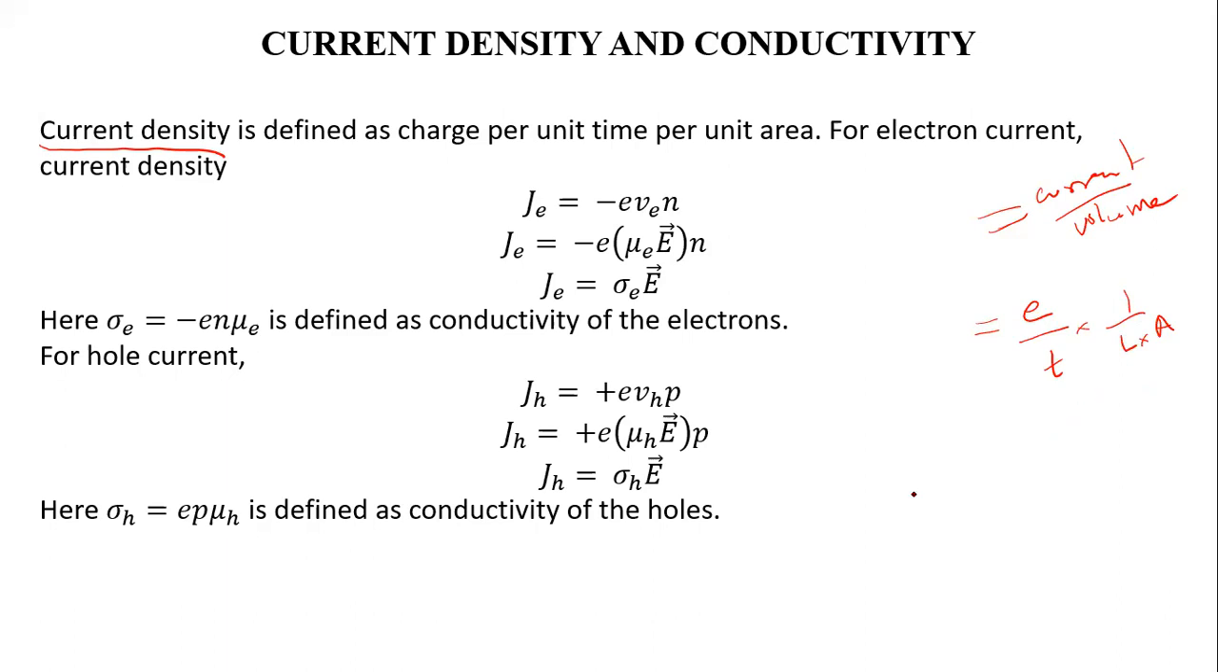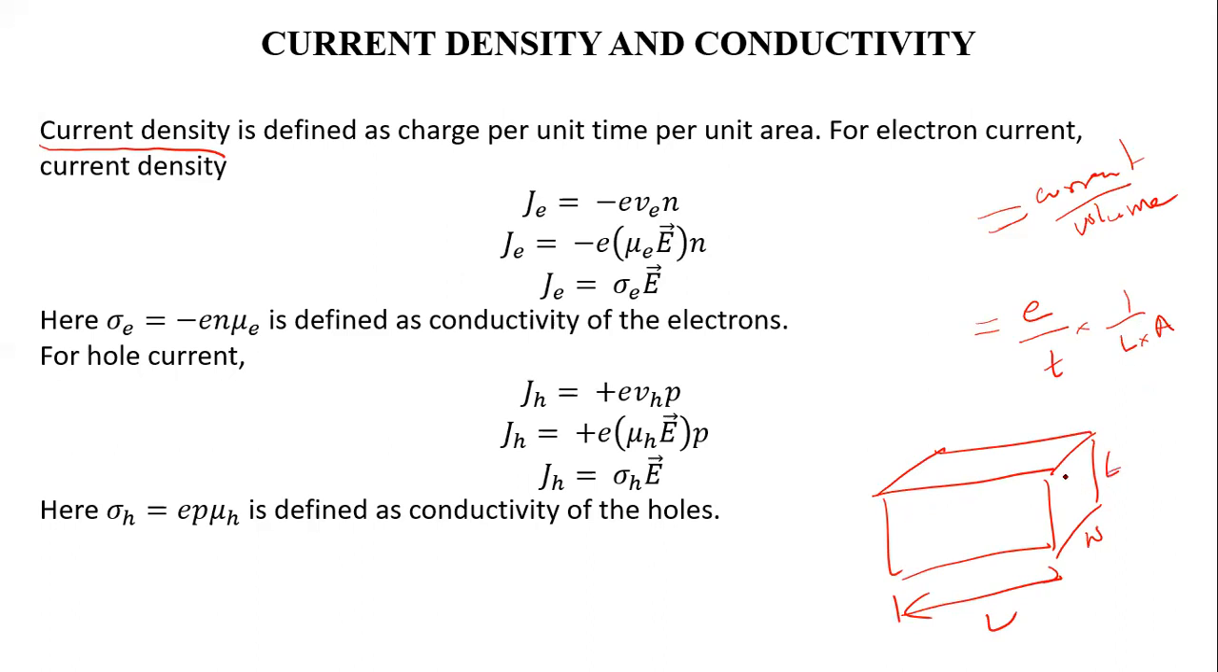Suppose I have a semiconductor like this. So this will be the length. And what is the cross-sectional area? This is the width, this is the thickness. So the cross-sectional area A here will be equal to W into T, width into thickness. All right. So length into cross-sectional area will give me the volume.